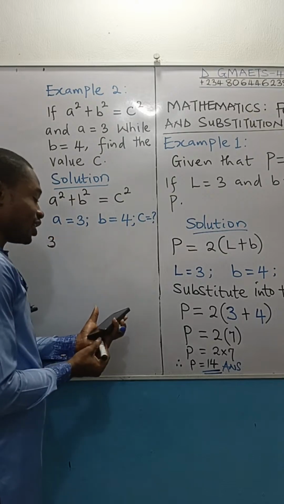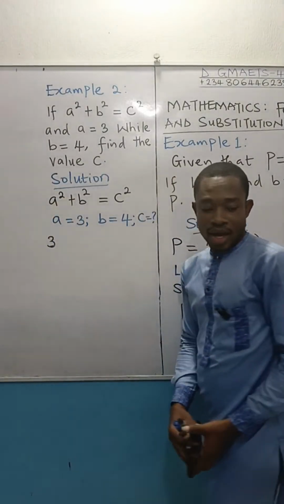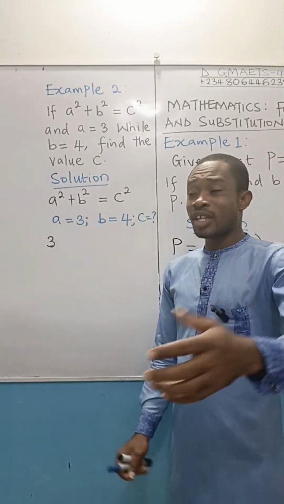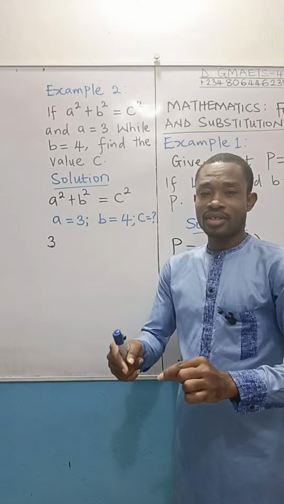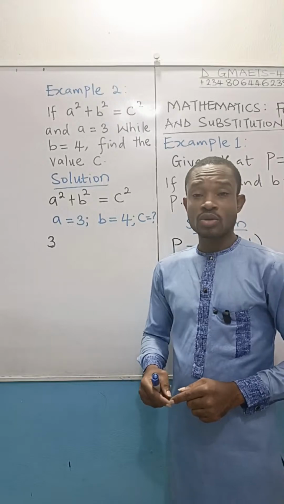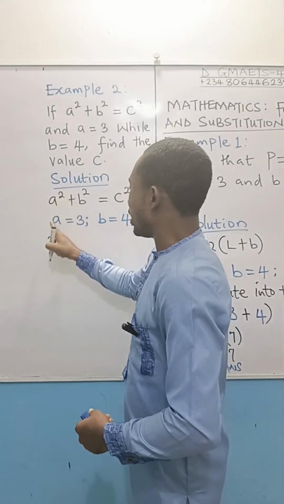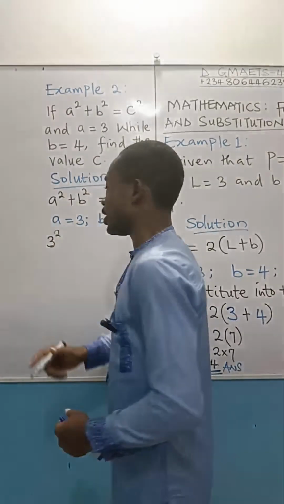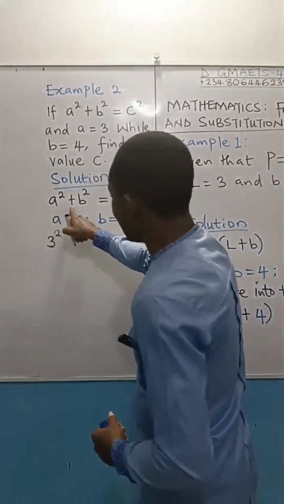But you would see clearly that this a here is raised to power 2. And I've told you, if you have numbers in a formula, that number will remain there. It is only alphabets that you will replace with the values given to you. So this a squared, a is 3. Since a is squared, the 3 will also be squared. So you write it as 3 squared. Then after that, you have plus.